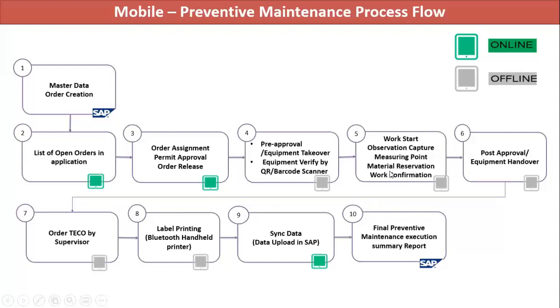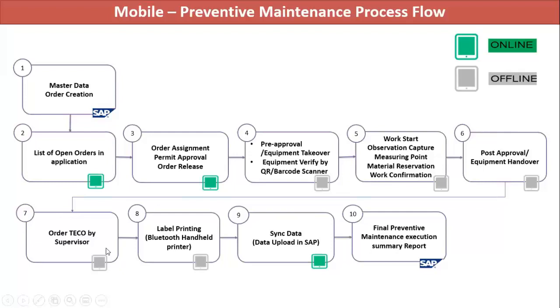Then once you are done with the activity, if you have a scenario where your supervisor can review the activity, and once you hand over the equipment to the production person, then the production person will provide the approval that yeah, maintenance is completed and equipment is running properly. So that approval part we can add. Then the supervisor can review the activity and technically complete the work order from the mobile itself.